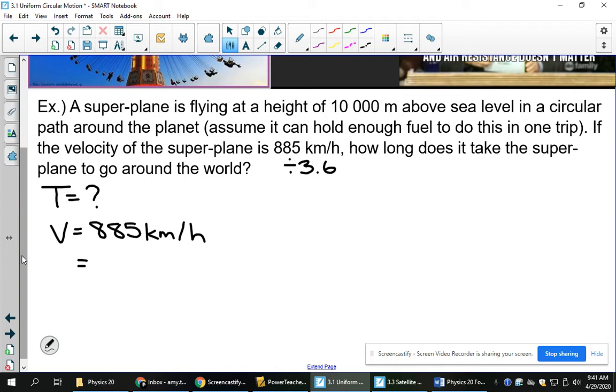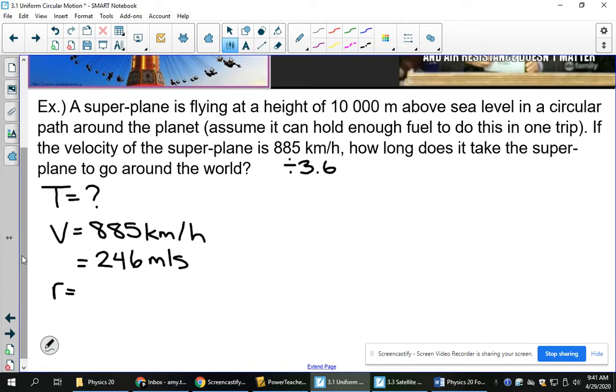And we can just leave it with 3 decimal places, which is about 246 meters per second. And then the radius takes a little bit of figuring out. They tell us that we're 10,000 meters above sea level.